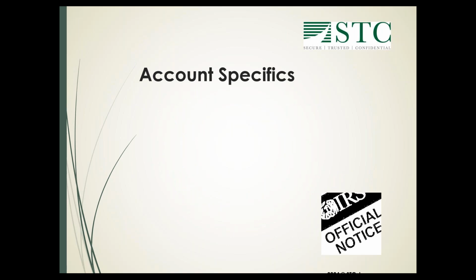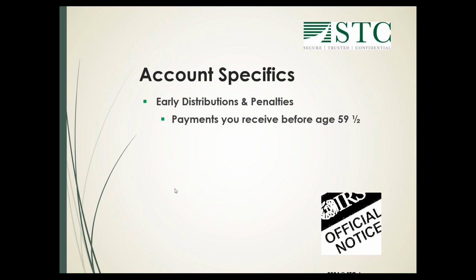Okay, so a few more pieces of information about accounts that might be news to you. If you take an early distribution, a distribution before you reach the age of 59 and a half, then it will usually be subject to an additional 10% tax as a penalty. Now, there are some exceptions. I won't go through all of those.